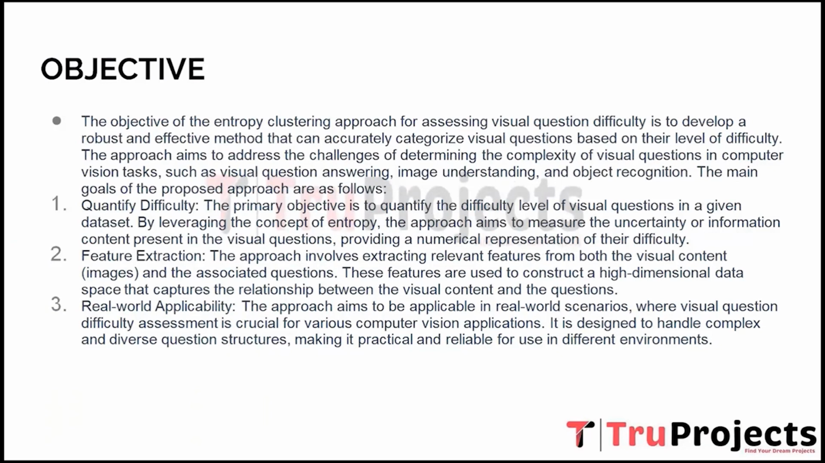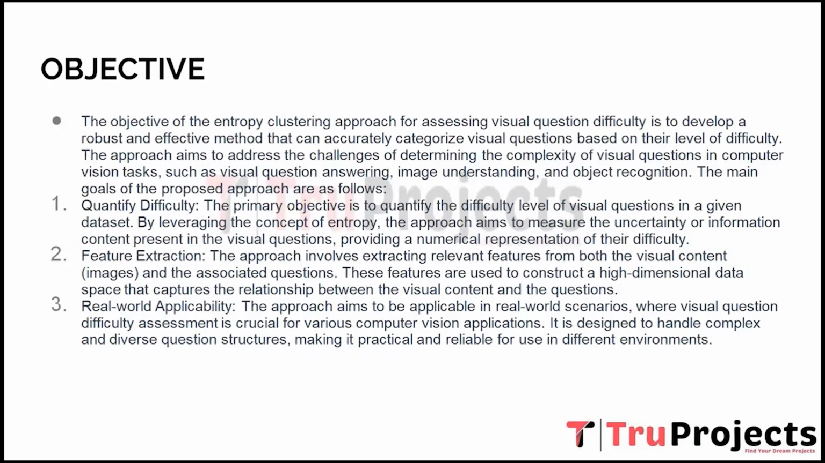So our main objective for this project, the entropy clustering approach for assessing visual quotient difficulty, is to develop a robust and effective method that can accurately categorize visual quotients based on their level of difficulty. The approach aims to address the challenges of determining the complexity of visual quotients in computer vision tasks, such as visual quotient answering, image understanding, and object recognition.